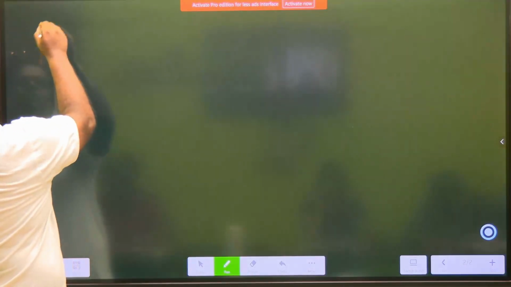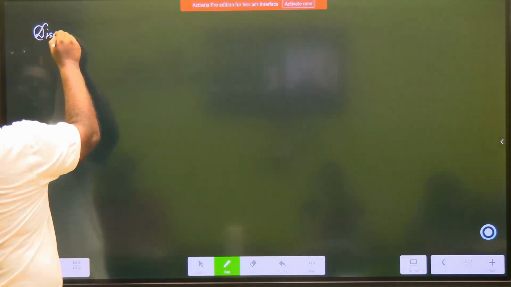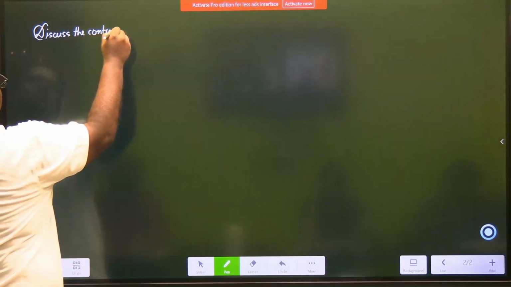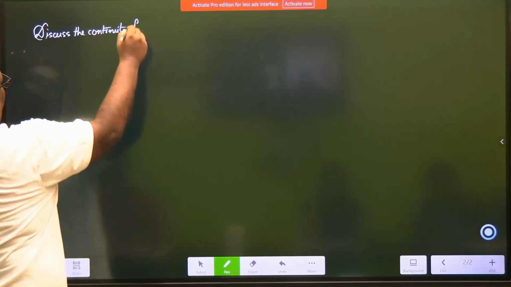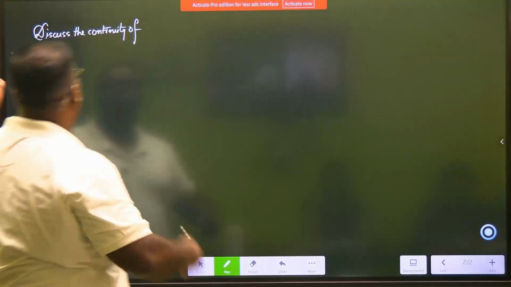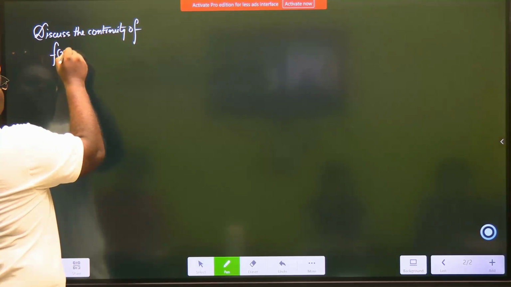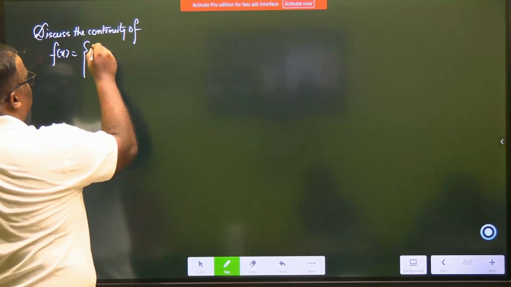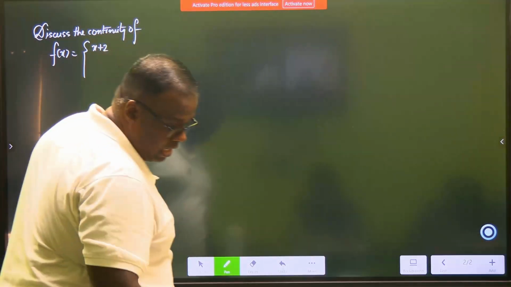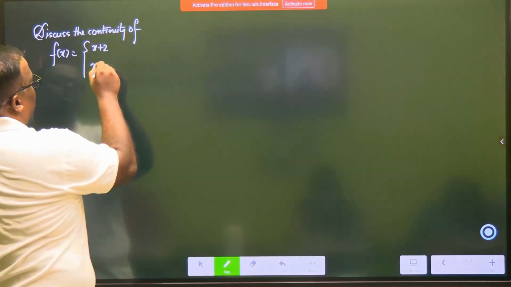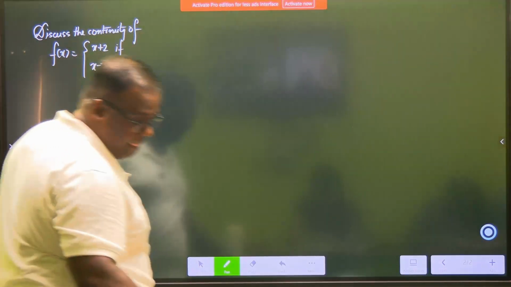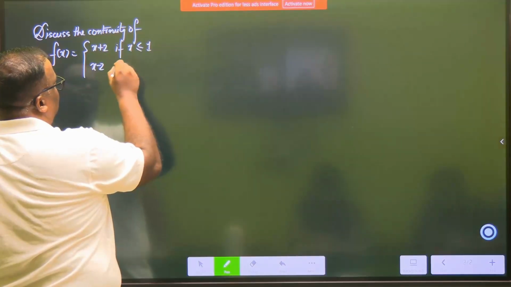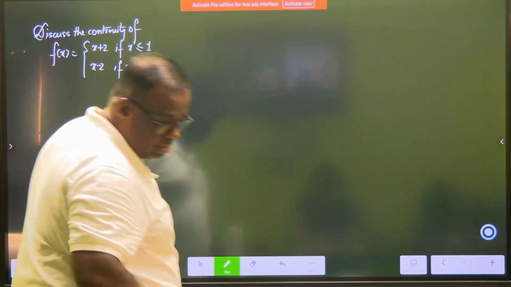So now we will do a problem in which we'll discuss the continuity of again a piecewise function f of x is equal to, right? Let's see the problem. It is ax plus 2 and x minus 2. It says ax plus 2 if x is less than or equal to 1, and x minus 2 if x is greater than 1.